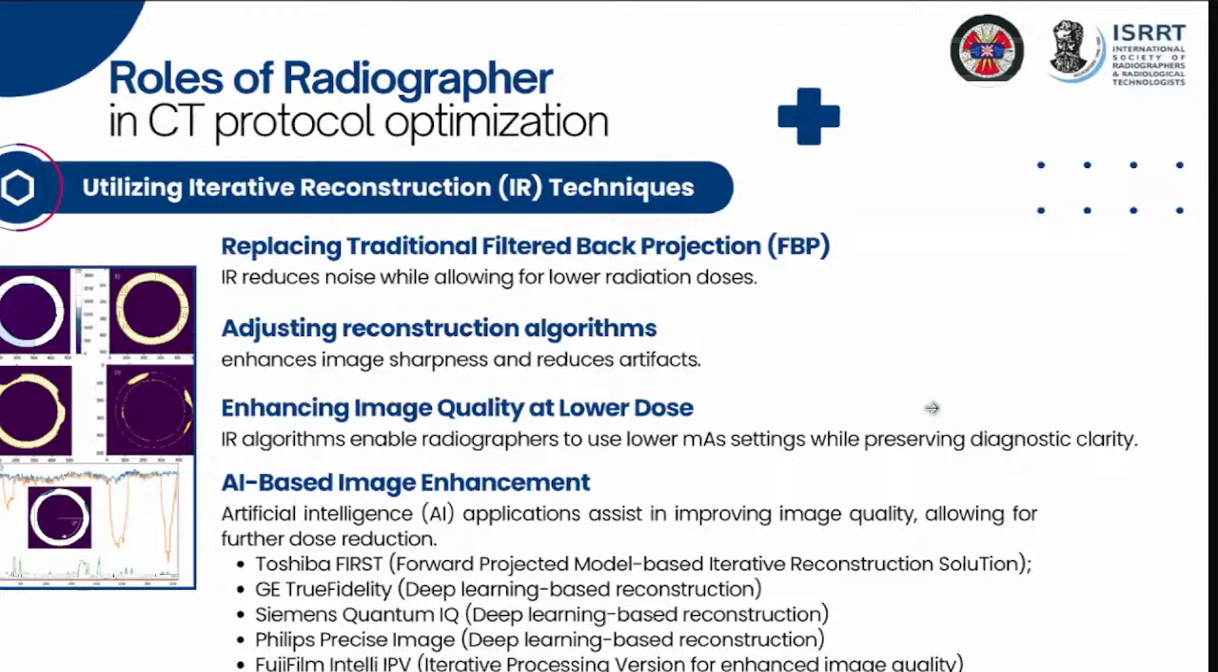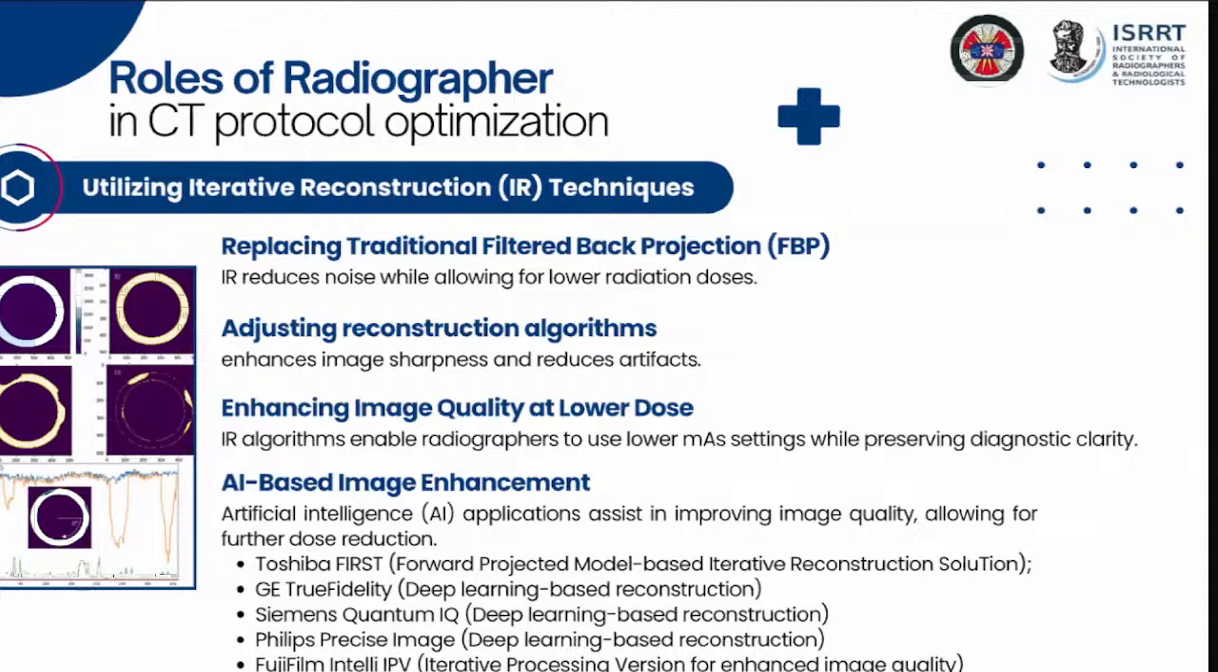Okay, this is our rule. And then another one is utilizing iterative reconstruction technique. This has been mentioned by, I think, all speakers, up until the last speaker, Mr. Esno Halim, who already mentioned the advancement in AI adaptation in iterative reconstruction. It starts from replacing traditional filtered back projection, whereby iterative reconstruction can reduce noise while allowing for lower radiation doses, and at the same time give optimal image quality.